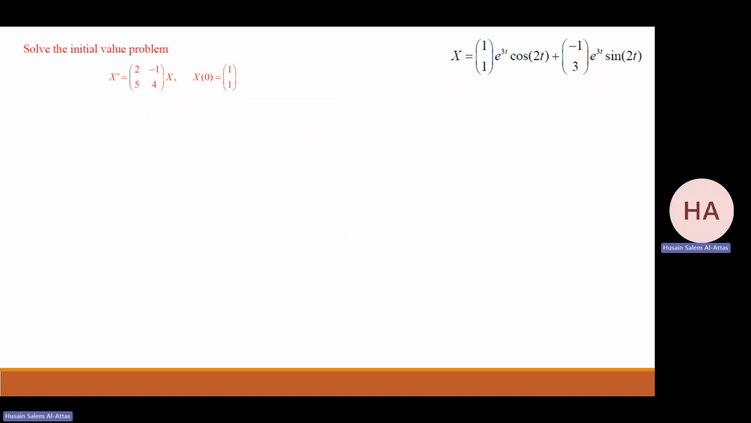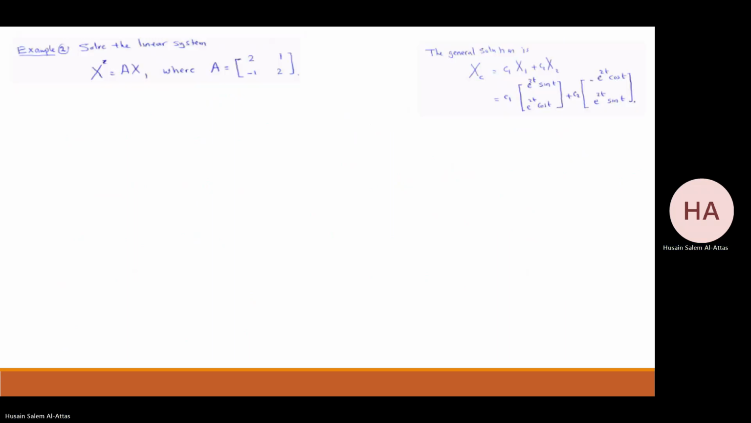Now let me do another problem. Yeah, the same idea. But now what will happen? You know what? Let me do this one, then I'll do the next one, because this one will be solved using the nonreal roots. Then I will do the next one where I need to solve it.